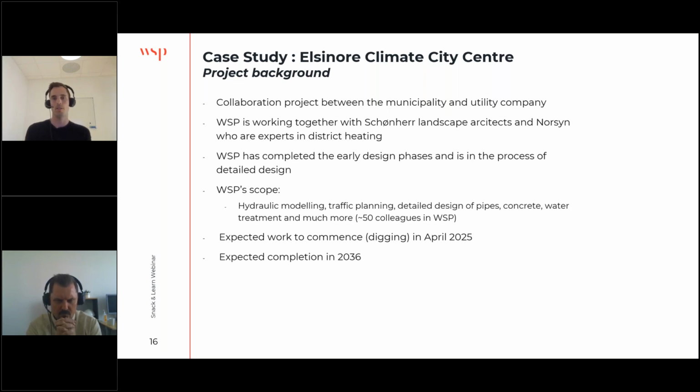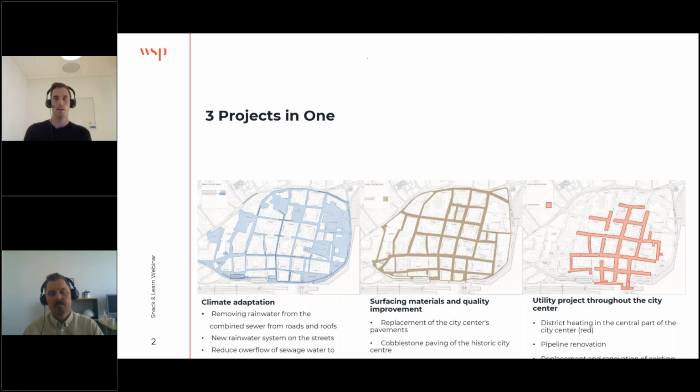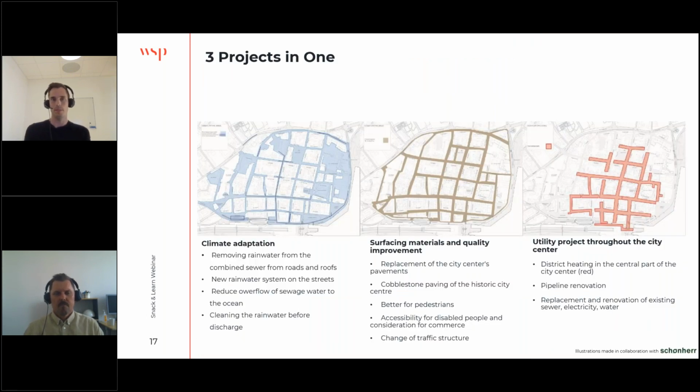So this project involves around 50 colleagues in WSP. So it's for us quite a big project. And we are expected to start digging in April 25, and it's a long period. This project will take until 2036 before it's completed. So it's actually 3 projects in one.